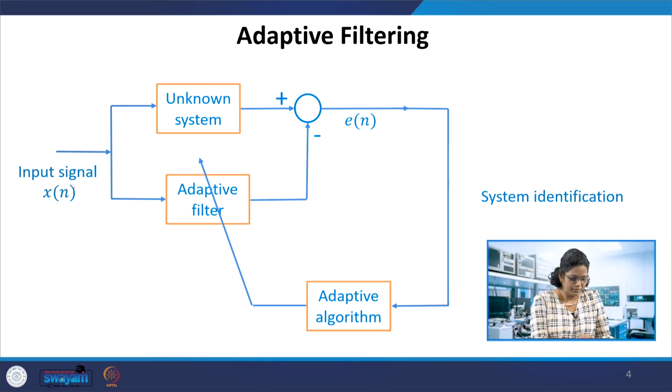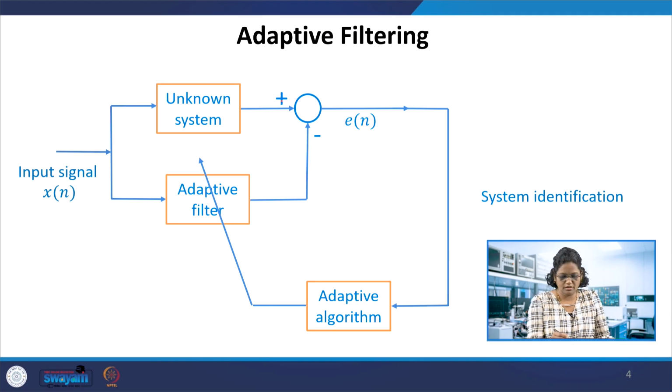For example, this is the input signal which needs to be given to the unknown system. The system is not known, right? So in the adaptive filter which is used over here, the input x of n is given to both, and the unknown system would give an output depending on the input, and the filter also gives a certain output.